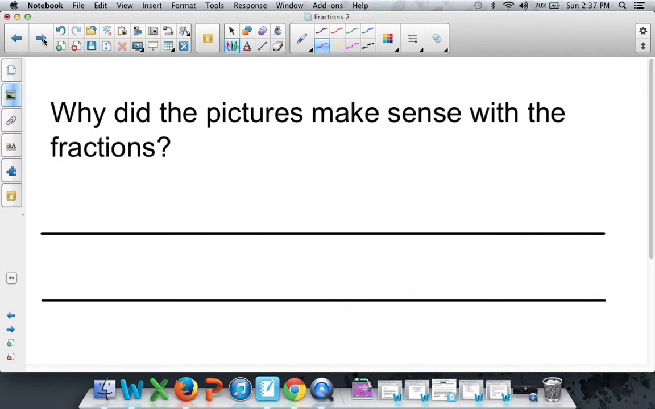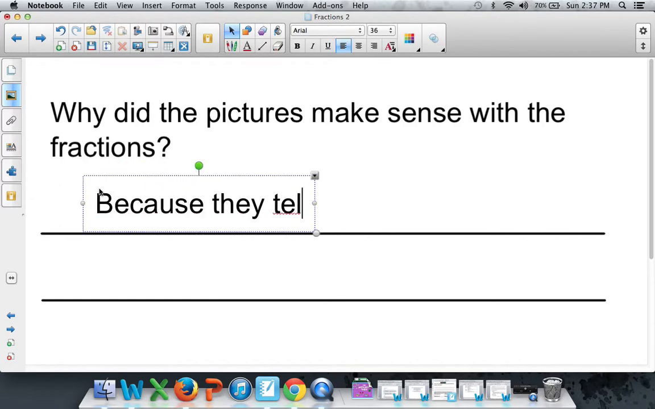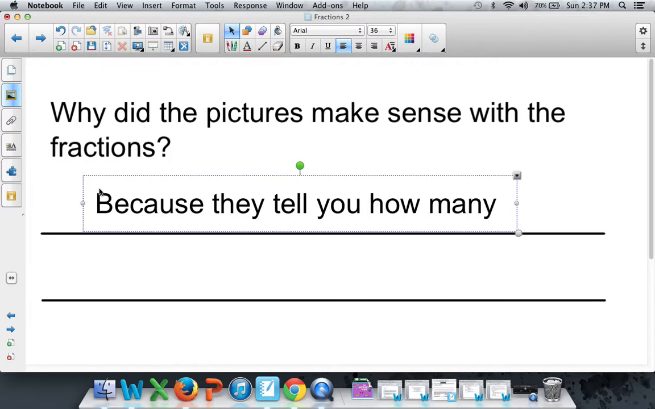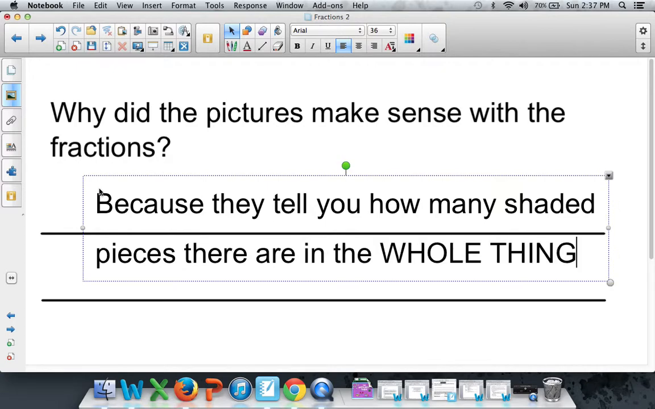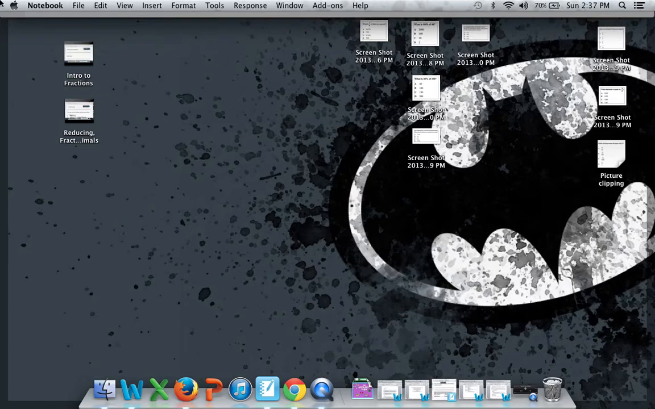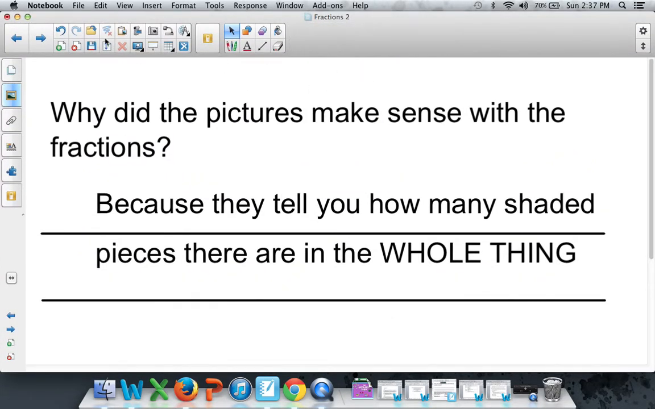Let's keep going. Why did the pictures make sense with the fractions? Well, it's simple. It's because they tell you how many shaded pieces there are in the whole thing. Simple.